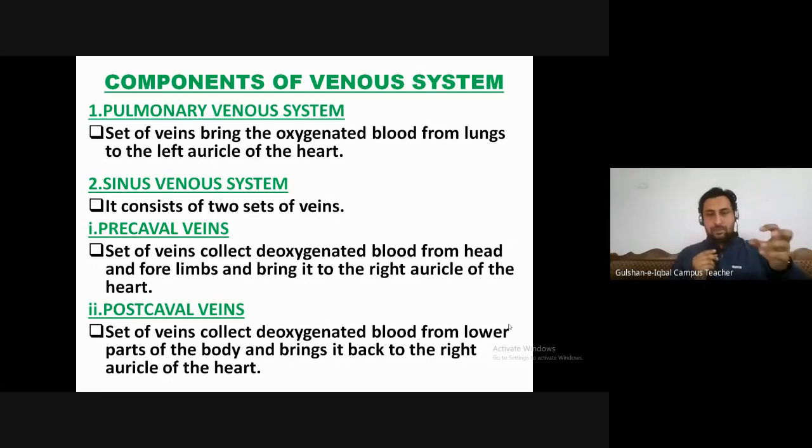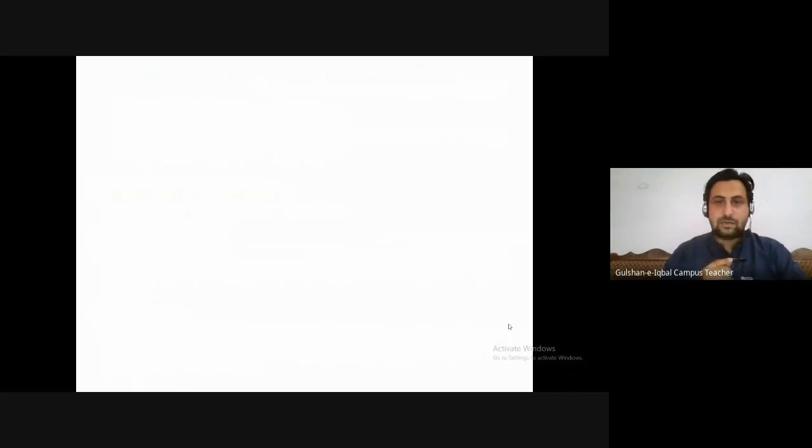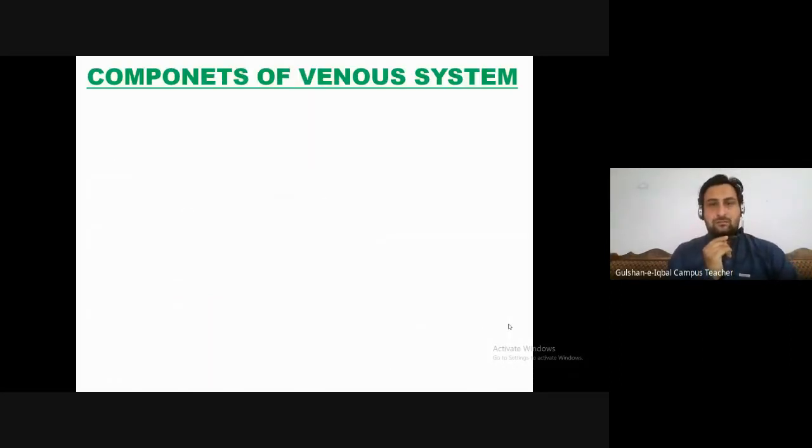So the pre-caval and the post-caval are doing what? They are bringing the blood back to the right auricle of the heart. From here, the blood will go to the ventricle. From the ventricle, the blood will go to the lungs. And in the lungs, again, it will become oxygenated, and then it will be distributed among the different regions of the body.